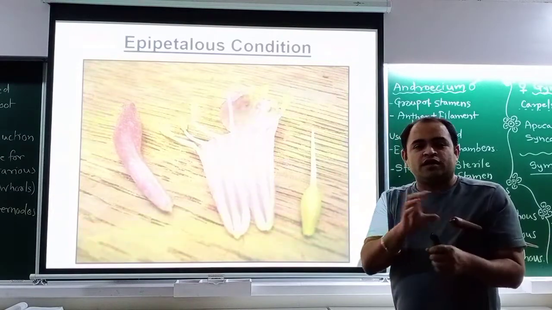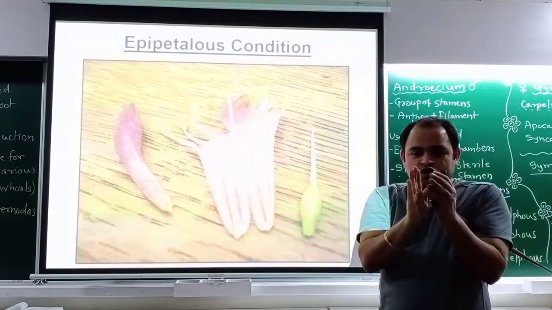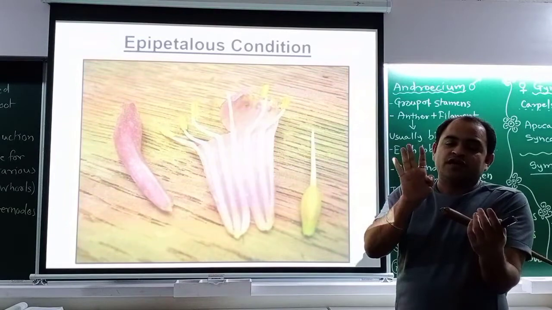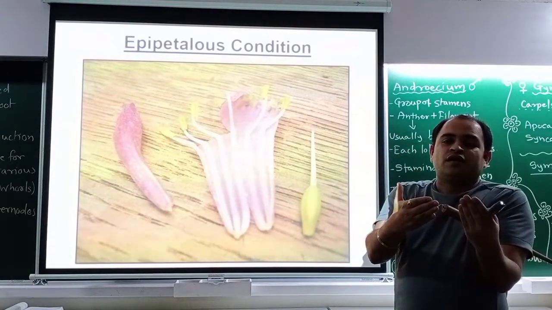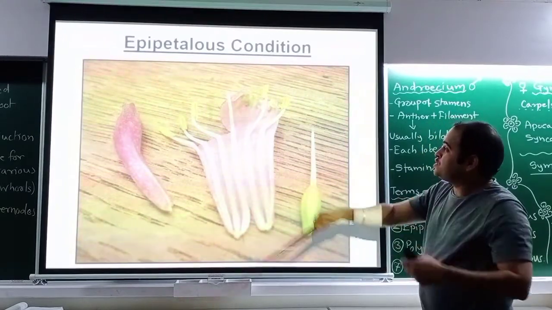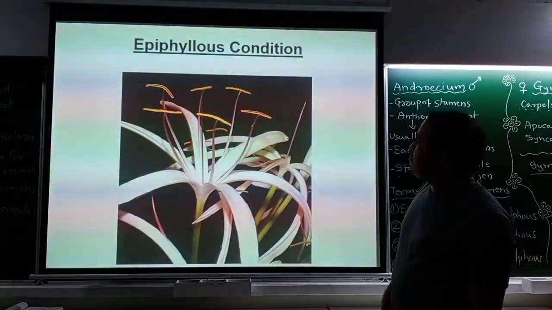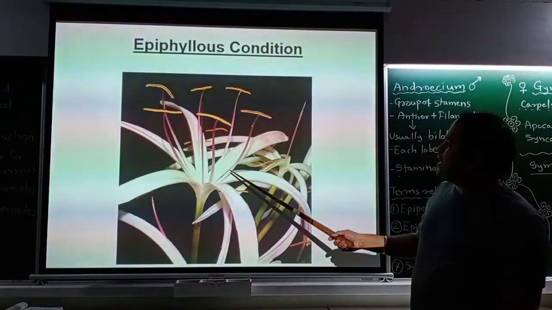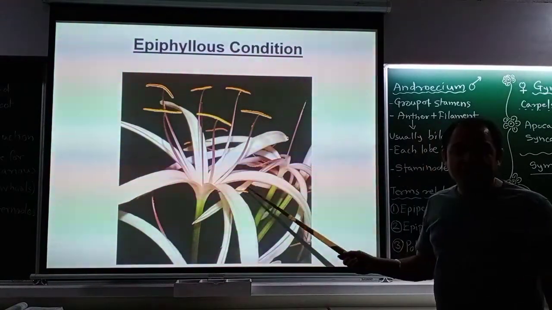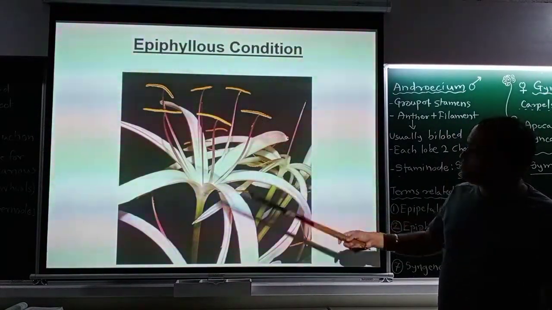Same thing happens with the datura plant. Once you open it with the help of a needle vertically, then you will find various filaments showing attachment to the corolla, to the petals. So it's an epipetalous condition. This is epiphyllous condition. The anthers have come completely outside, and this particular flower is a typical lily flower, with versatile type of anthers.